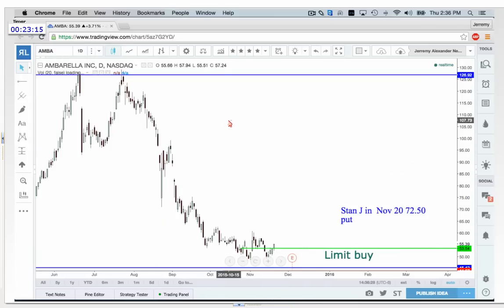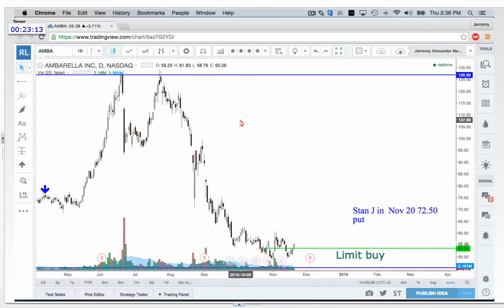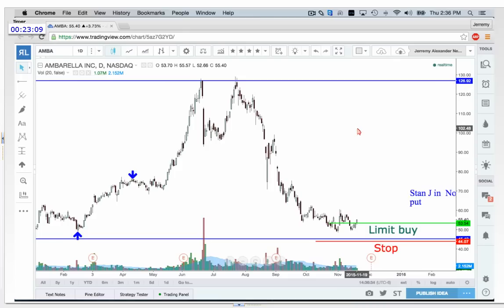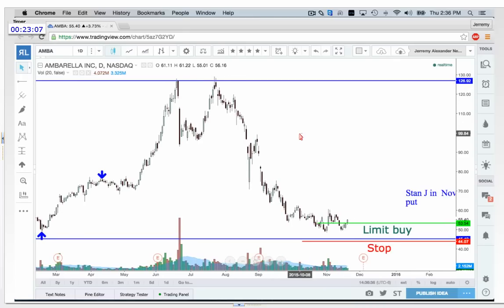AMBA, I think, is a great example right now of what we have out here. So you guys ready for this? Bum, bum, bum, bum. I wish I had a good song.